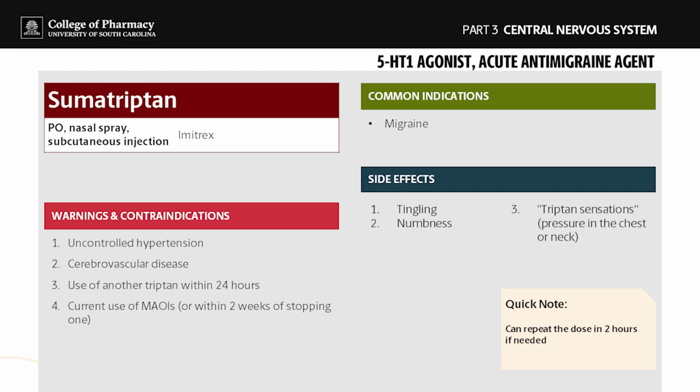Another one is sumatriptan. Now, this comes in several different dosage forms: PO, the by mouth, the nasal spray, and the subcutaneous injection. The brand name is Imitrex, and it is also indicated for migraine with the same side effects and the same warnings and contraindications. And you can still repeat this dose in 2 hours if you need to.